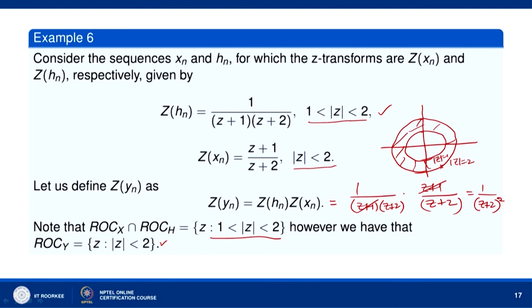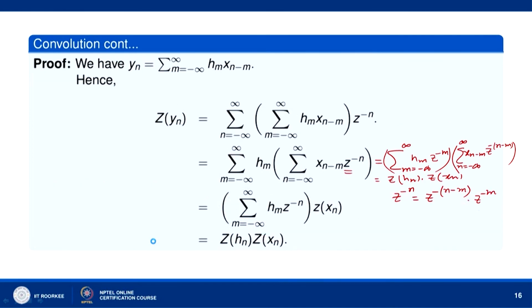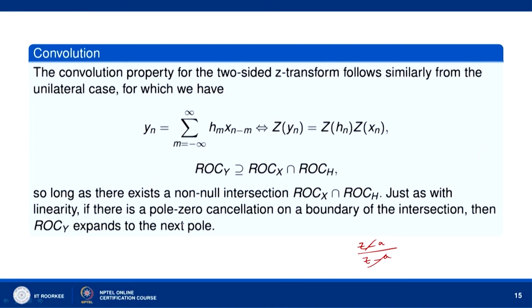So, this is what we had said here: if there is a pole-zero cancellation on a boundary of the intersection, then ROC Y expands to the next pole. That is what we have to say in this lecture. Thank you very much for your attention.